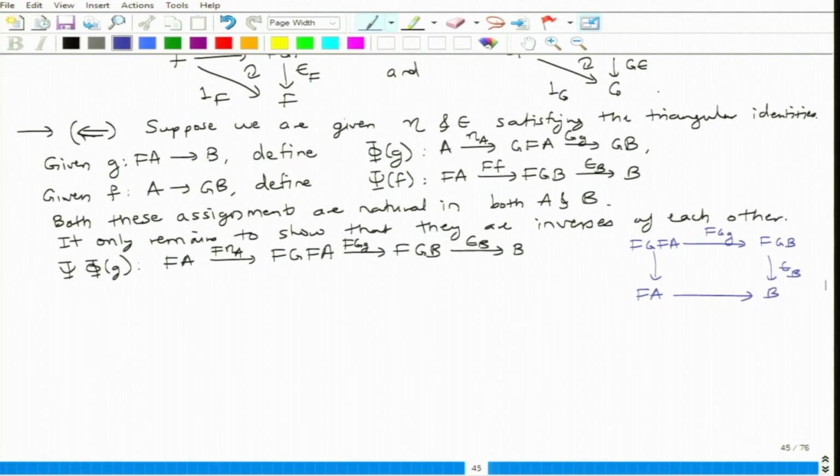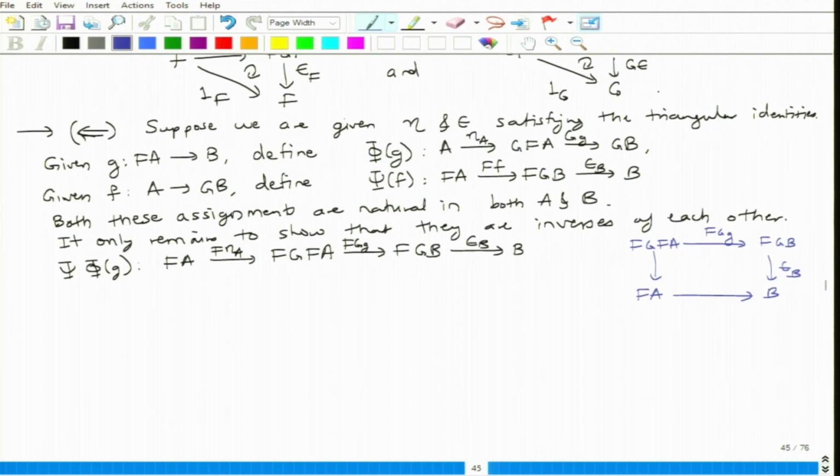The direction of the map from FA to FGFA is from down to top. Sorry? F eta A is from FA to FGFA. Yeah. It's not top to down, it's down to that diagram. What are you confused about?